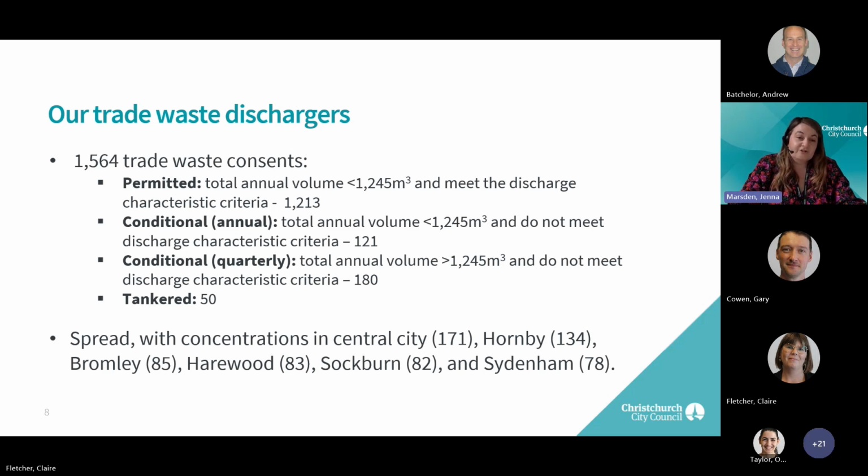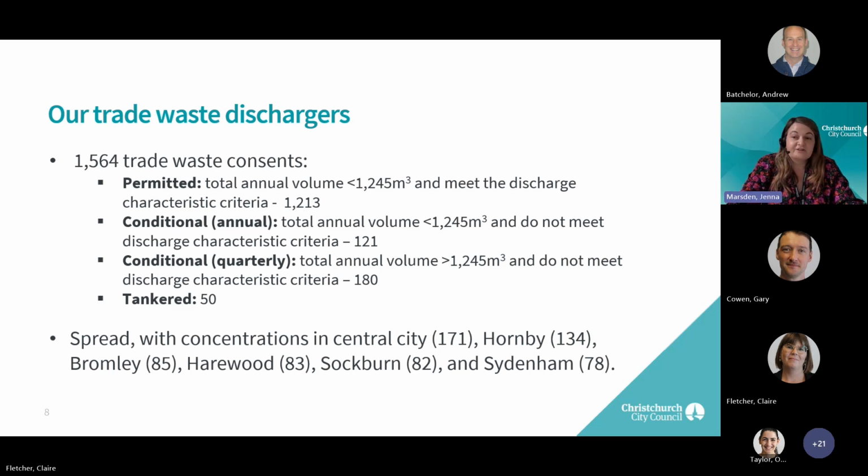So a large majority of our trade waste consents are permitted trade waste consents. Now this category still are required to get a trade waste consent, but permitted in this context means that they meet the discharge characteristics outlined in Schedule 1A of the bylaw. And they also typically have a total volume of less than 1,245 metres cubed per year. So some examples in this category are things like hairdressers, restaurants, takeaways, and wash pads.